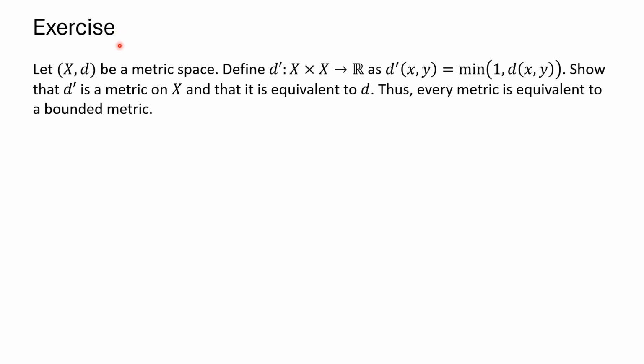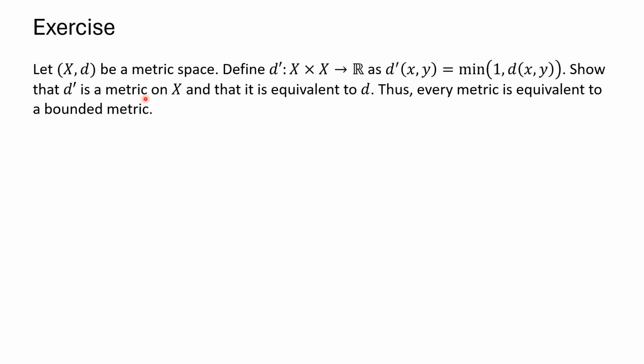So I have a problem for the listener. Let X with metric D be a metric space and define another metric on the same space. Here, D prime equals the minimum of 1 and the distance between X and Y. So whatever is smaller, you would take as the definition here. And then the problem is to show that D prime is a metric.